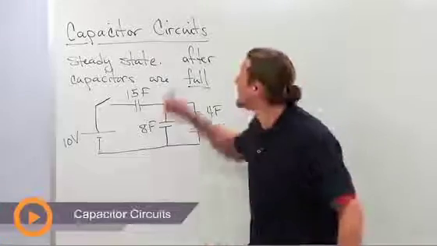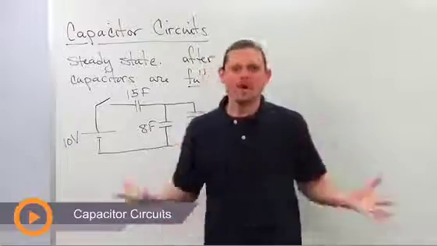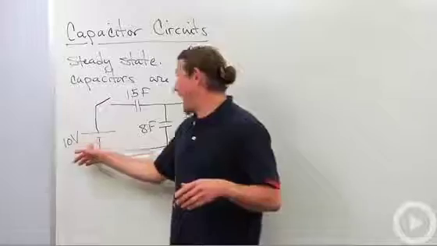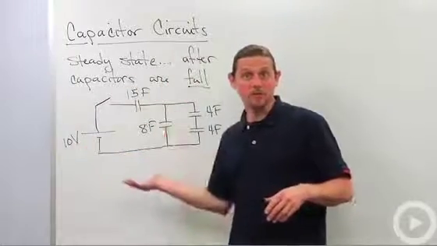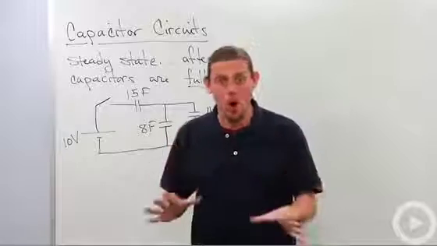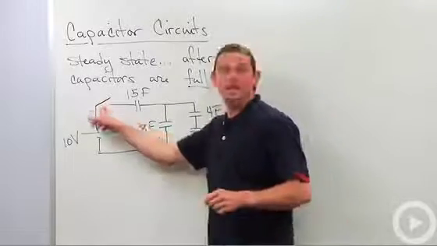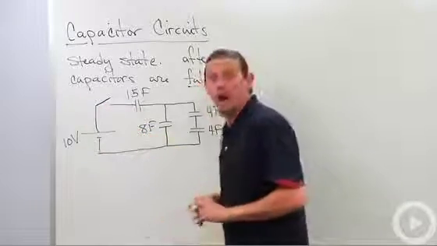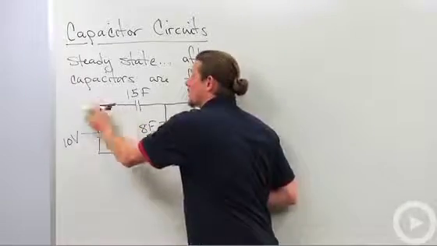So let's talk about capacitor circuits. All right, what is a capacitor circuit? Well, it's a circuit that consists of a battery and a bunch of capacitors. Now, we're going to start with these capacitors uncharged. And notice the way that I've written this. I've got a little switch so that current can't flow until I close the switch.